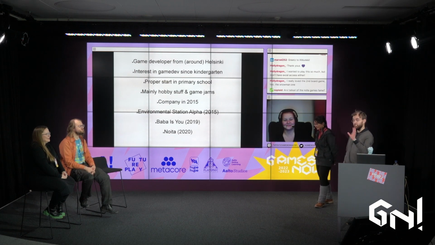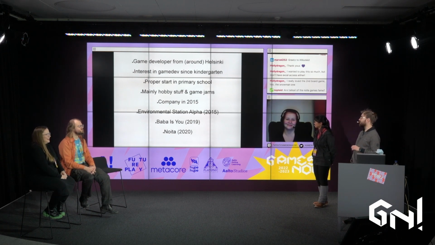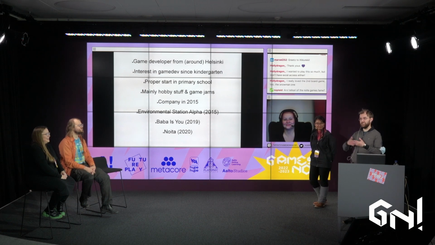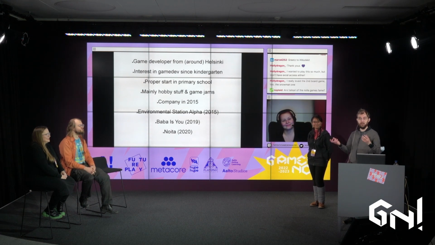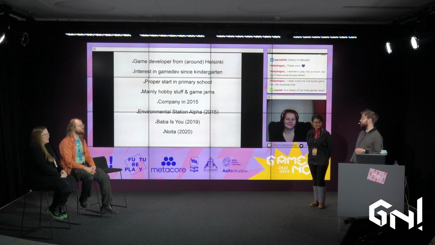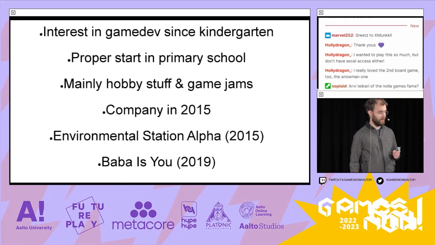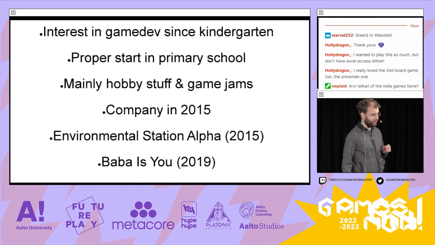I dabbled with a bunch of stuff as a kid, and then in primary school, a schoolmate came to me and said, hey, would you like to make games? Then he introduced me to Game Maker, from which I moved to various other programs. For about 10 years, I just spent time learning, getting used to making games, growing older, making some absolutely horrendous stuff. Then eventually in 2015, I set up my own company to sell my first commercial game, Environmental Station Alpha. So far, I've participated in 3 commercial titles: Environmental Station Alpha, Baba Is You, and Noita. And one of the best things about releasing a game that has a very difficult name, like Environmental Station Alpha, is that you really learn how to pronounce the name correctly.